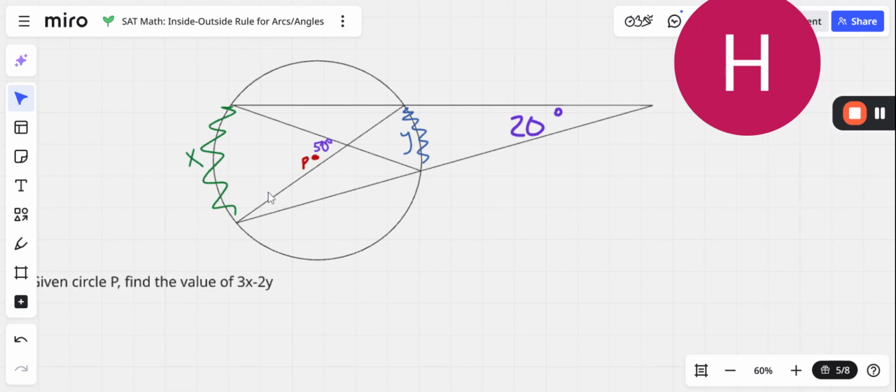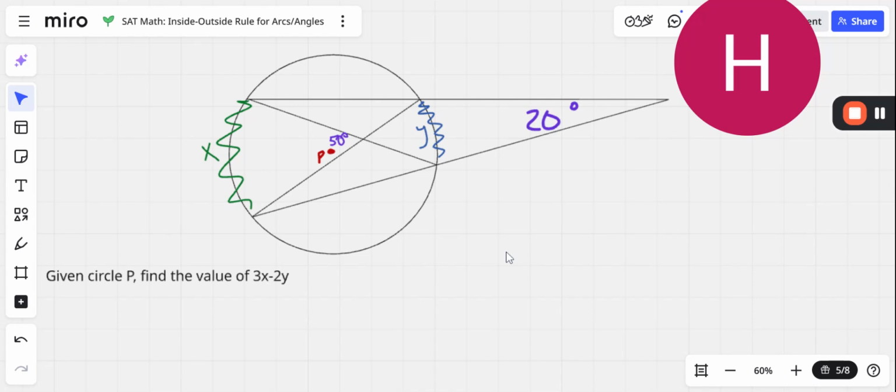In this case, we have two secant lines, but I don't really feel the need to describe them in terms of secant lines. This is not a geometry class. Really, I want you to understand the inside-outside rule for arcs and angles. So if you'd like, if you're so bold, go ahead and give yourself a chance to try this problem for yourself. Pause the video.